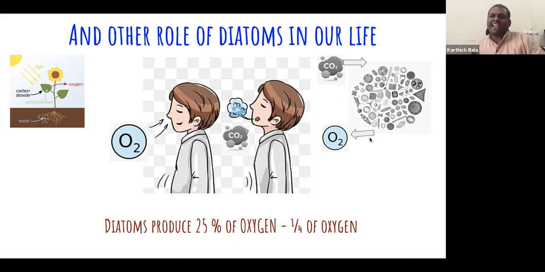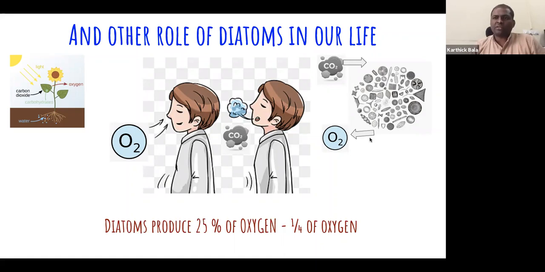Usually we say that plants make more oxygen, but the contribution of diatoms by itself is more than all the tropical plants put together. The oxygen produced by diatoms is more than that from tropical plants. So how do we get so much oxygen from diatoms? Because our earth is mostly a marine environment, and the different levels of waters are dominated by planktonic diatoms.